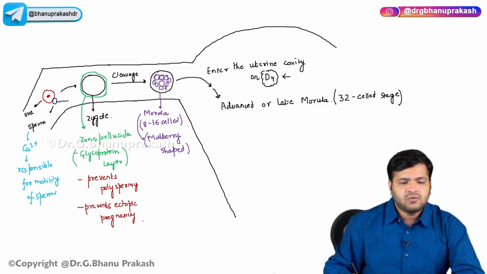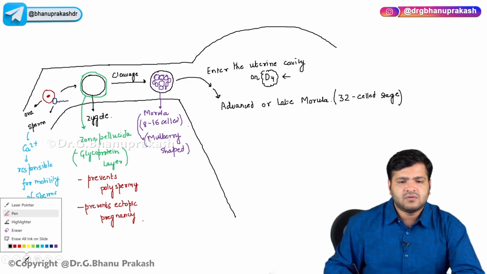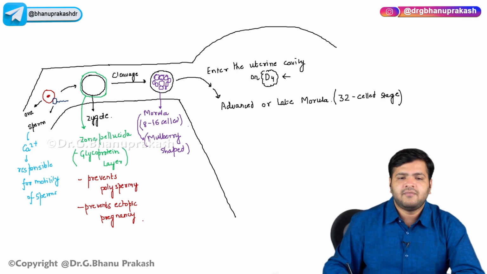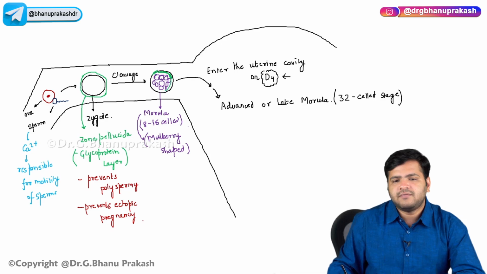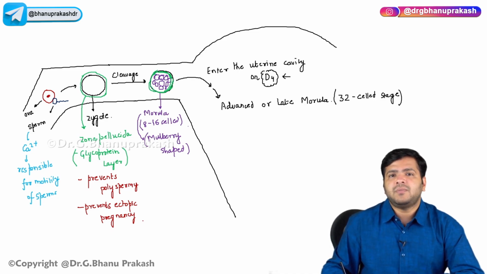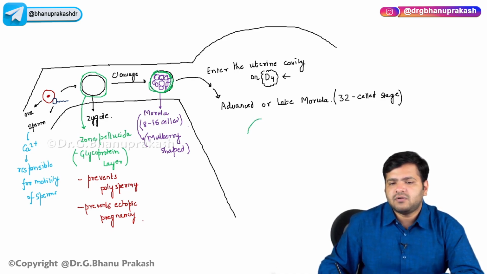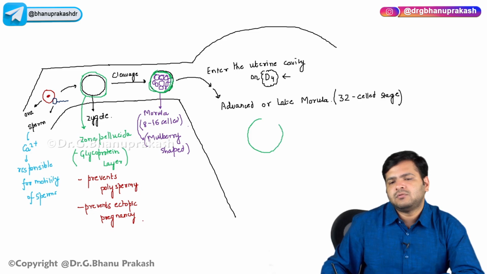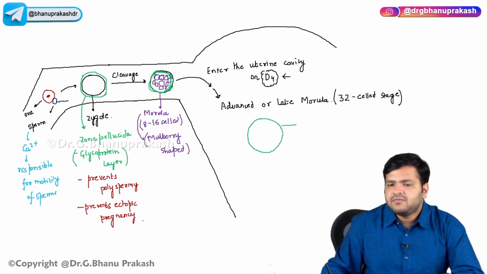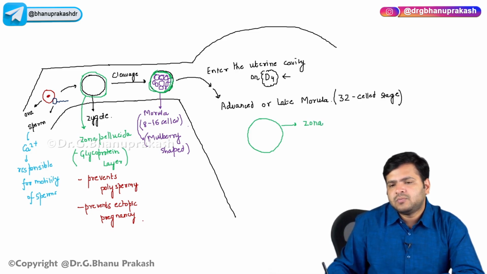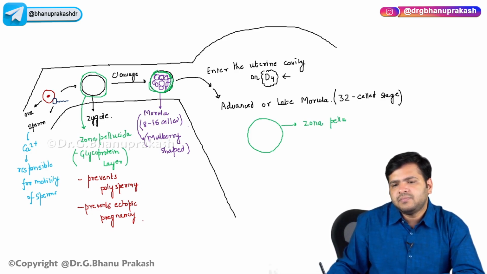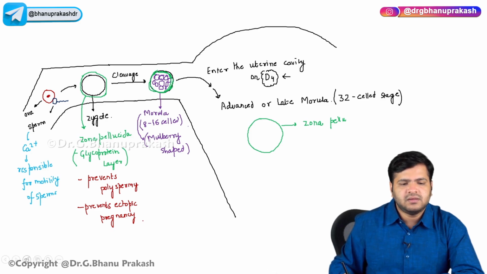Now you already know outside we have this zona pellucida. I just forgot to draw it, we have this zona pellucida outside. So remember, this green color that I am using is for zona pellucida. Let me just write it correctly.